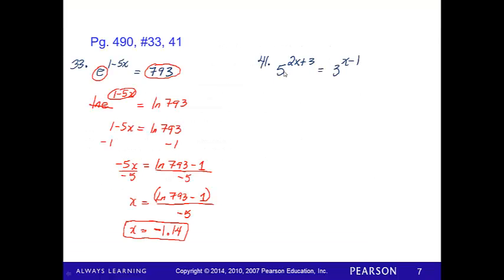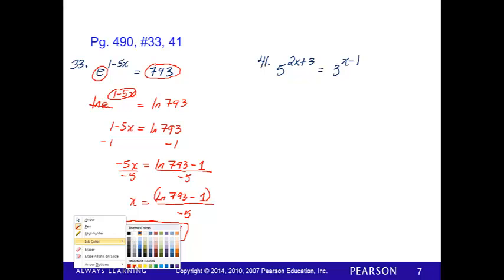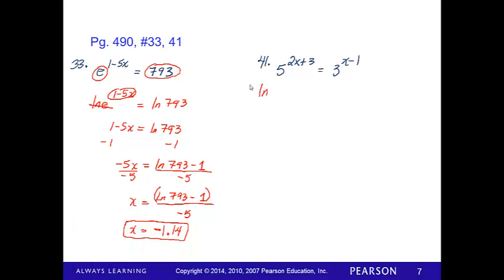Okay, so first of all, we have a base of 5 and a base of 3. These will never be equal, so we need to take the natural log on both sides. So I'm going to take the natural log on both sides, and we get the natural log of 5 raised to the 2x plus 3 equals the natural log of 3 raised to the x minus 1.